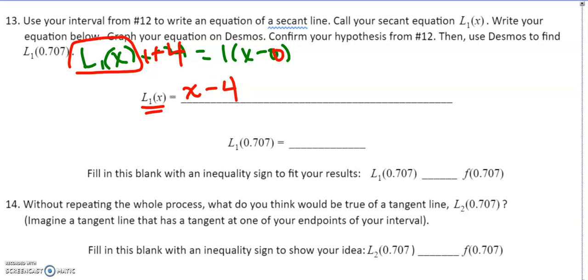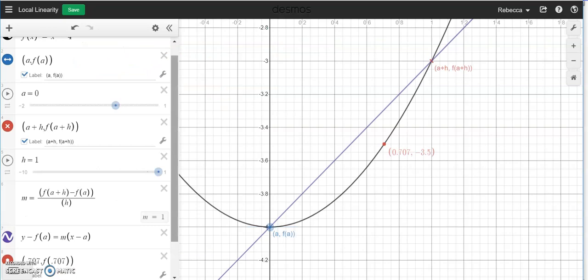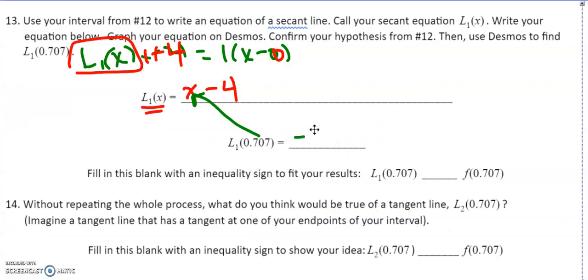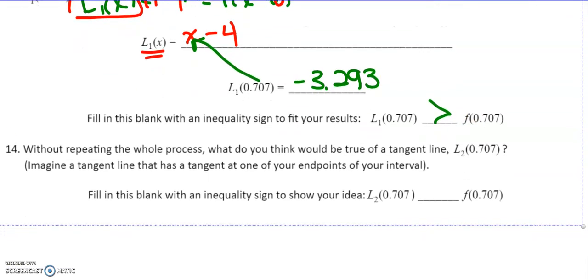So now if I take 0.707 and plug it in for my x value, where's my graph going? So if we find 0.707, you can plug it in. I just don't have a calculator with me. We get negative 3.293. And negative 3.293 is in fact greater than our f of 0.707, which we were hoping for.